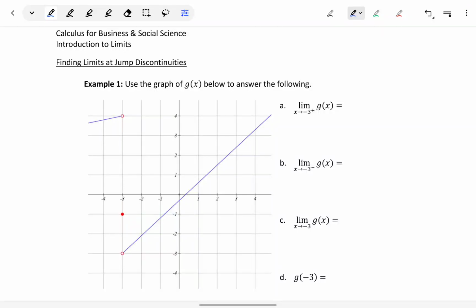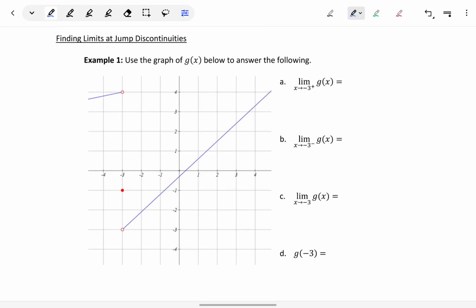In the first two examples, we want to take a look at finding the limits of a function at jump discontinuities. In this case, we can see with example 1, we have a point of discontinuity, a point where we'd have to pick up our pen or pencil to continue tracing that curve. We have a jump discontinuity because we jump from one y value down to another y value. And we have some limit questions that we want to answer.